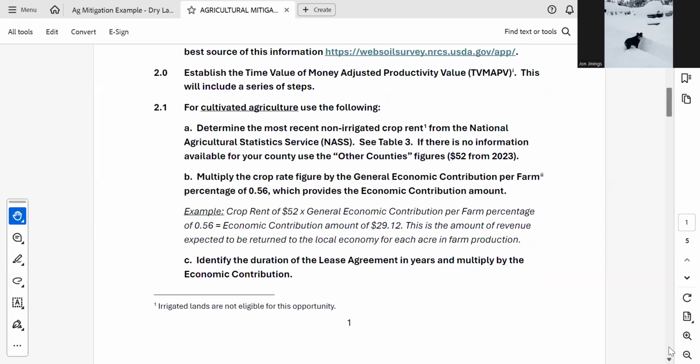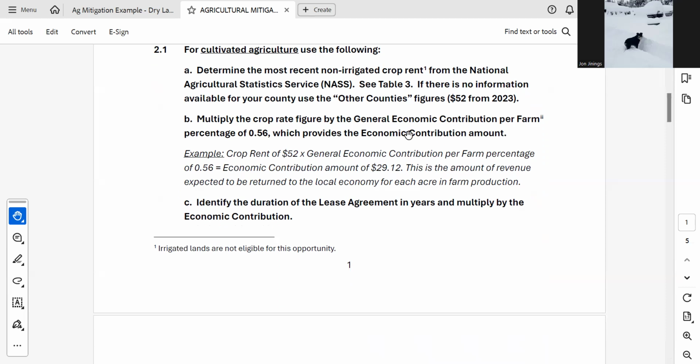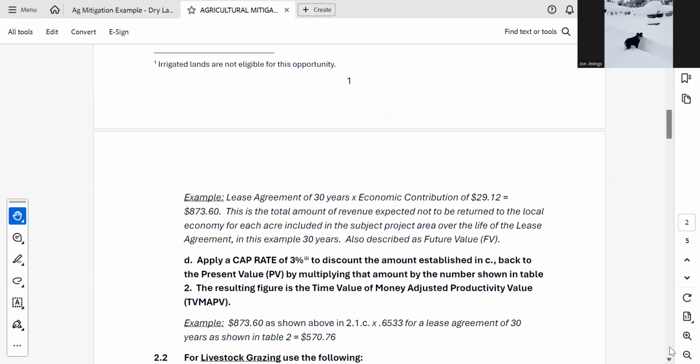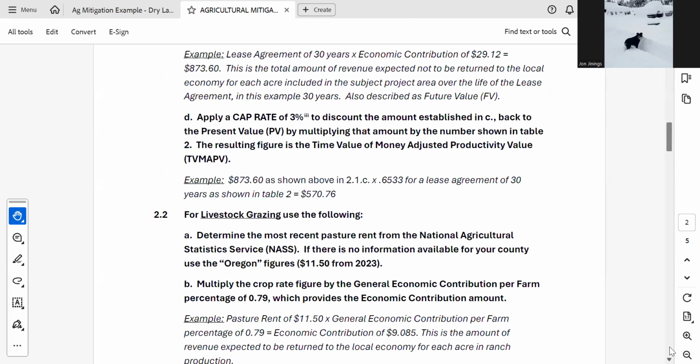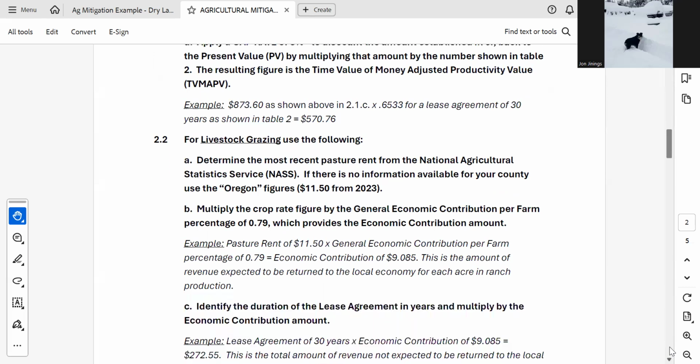There's a series of steps, and they're different for grazing land versus cultivated land. You don't need to worry about what some of the stuff means. Just know that it does mean something, right? And so you apply a general economic contribution per farm of basically 56%. Identify the lease agreement, how long it is, apply calculation based on that feature, which is a table that shows how to do that. Livestock is a little different.